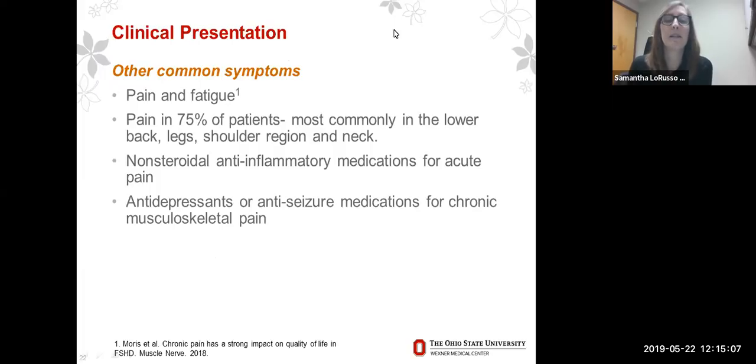So other common symptoms are pain and fatigue. Pain has been shown to be present in over 3/4 of patients. And for management, we'll talk about this a little bit later again too, but for acute pain, generally using nonsteroidal anti-inflammatory medications like ibuprofen, Aleve. And then for more chronic pain, we choose medications usually in the antidepressant class or anti-seizure class, like Cymbalta, Lyrica, you may have heard of.